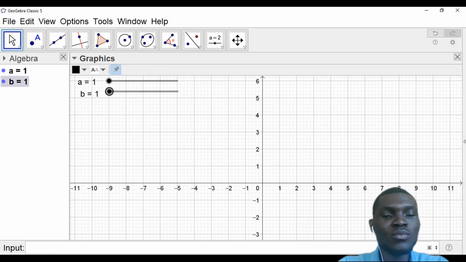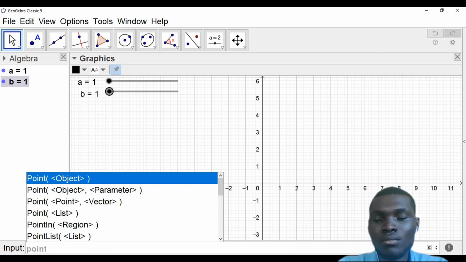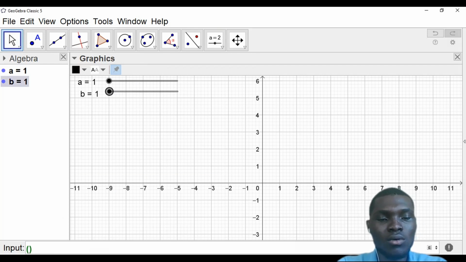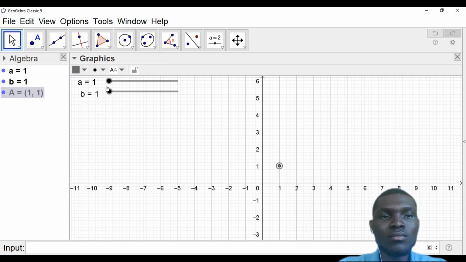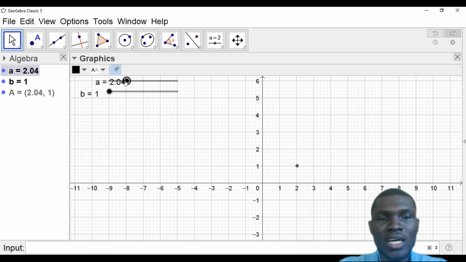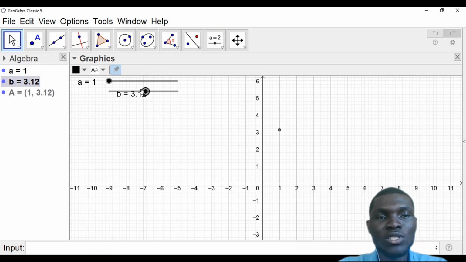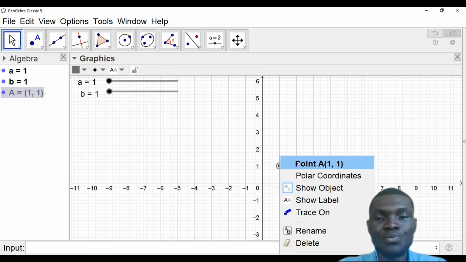Okay, so I have my point with A as my X and B as my Y. So now the amazing thing about this is that when I move my A, it drags the point horizontally. That means A is responsible for the horizontal movement of the point, whilst B is responsible for the vertical movement of the point. Good. So now I have my point A. Let me show label.